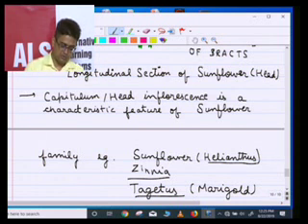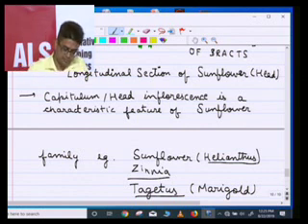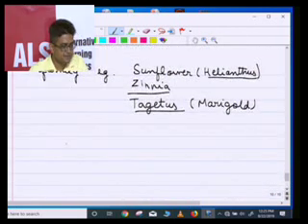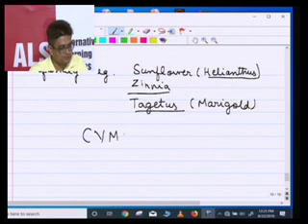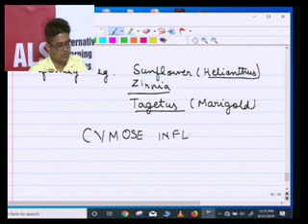So next we have to do types of cymose inflorescence, and what cymose inflorescence actually means. Okay, hope you are ready for that. Okay, so let me complete it. Let's put the heading cymose inflorescence.